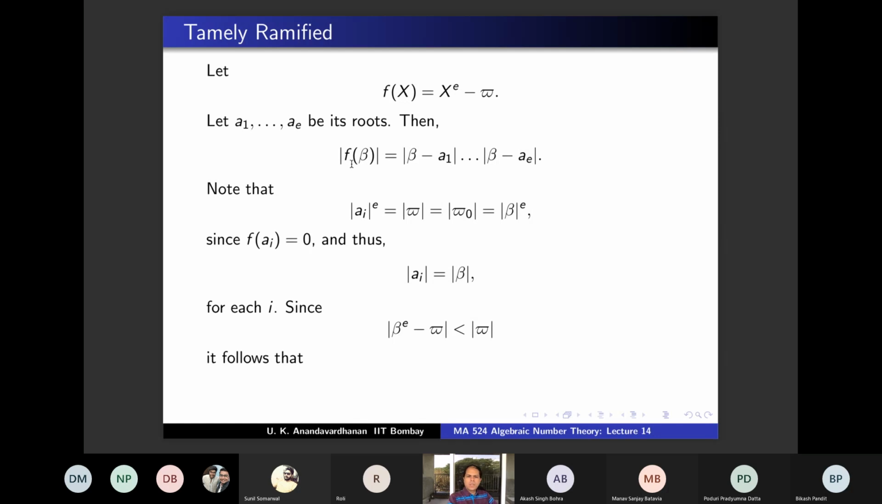Beta power e minus pi is strictly less than mod pi. And what are we going to conclude from this? So this is nothing but f of beta. So what you know is this product is strictly less than mod pi.